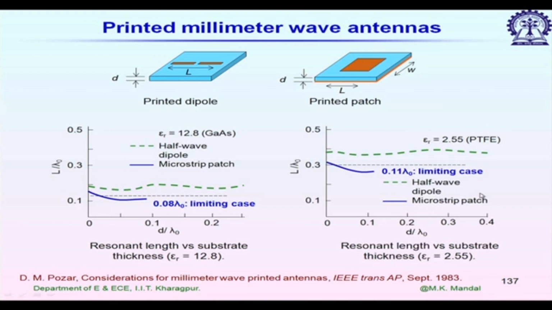Next, we will see that the resonating length of the antenna is a function of frequency. Not only that, it also depends on epsilon r of the substrate. Why? Because of these fringing field components. For different epsilon r, we will have different fringing field components. So, we have a different length correction factor because of that.